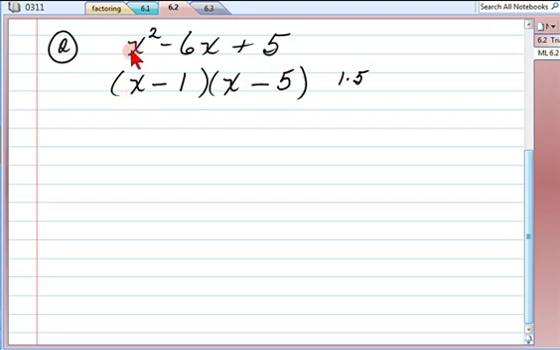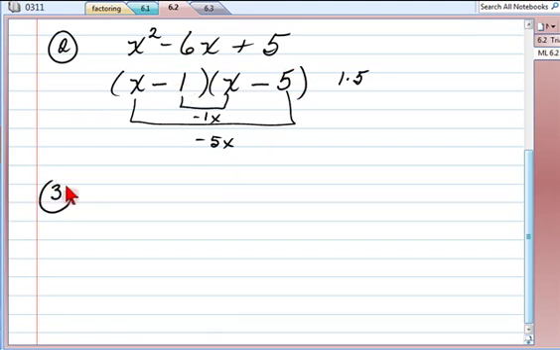X times x is x squared. The outer product is negative 5x. The inner product is negative 1x. Those add up to be negative 6x. And the product of the last, negative 1 times negative 5, is positive 5. I need to check it because you could be making one thing work but not paying attention to the fact that something else didn't work. So 2 criteria. You have to have the last multiply together to give you the last, but they have to add together to give you the middle.